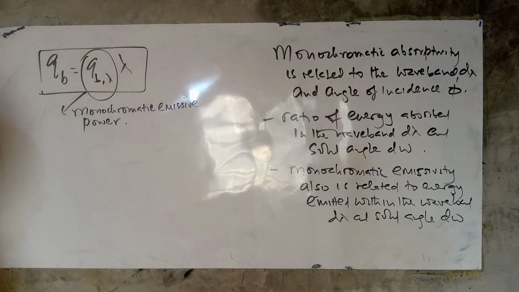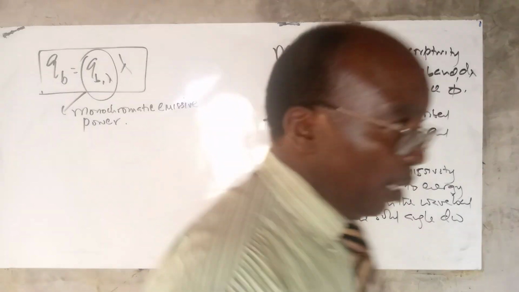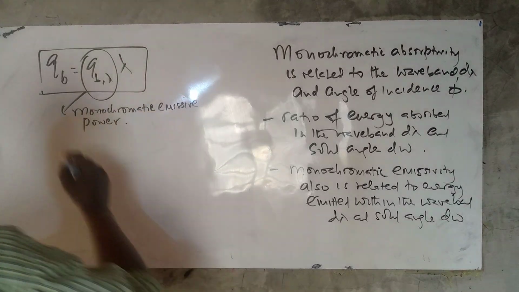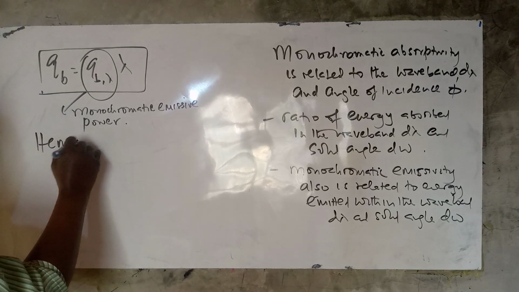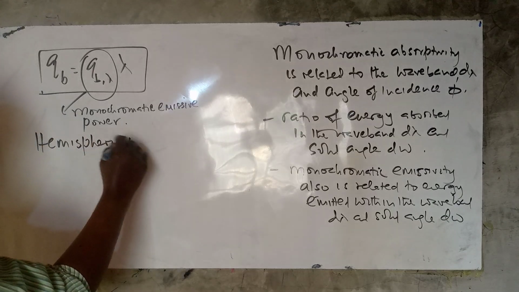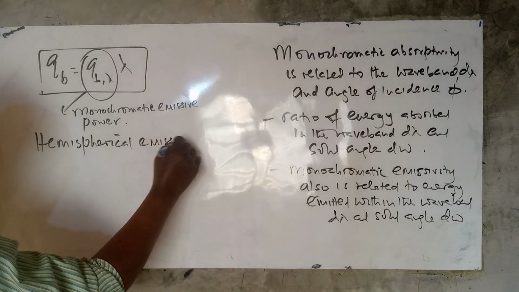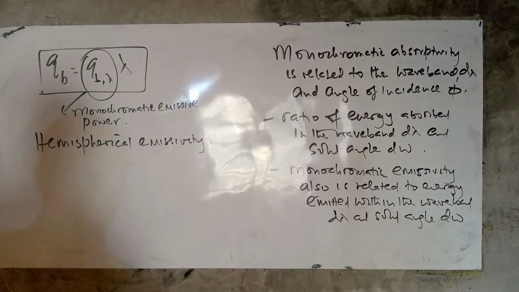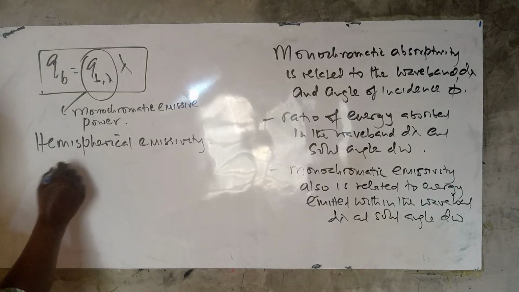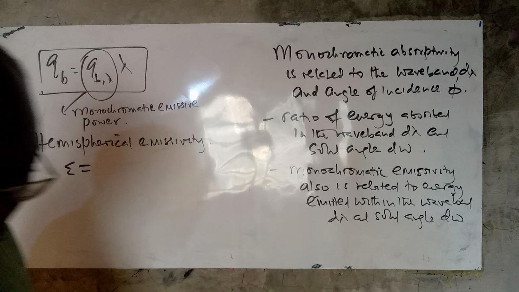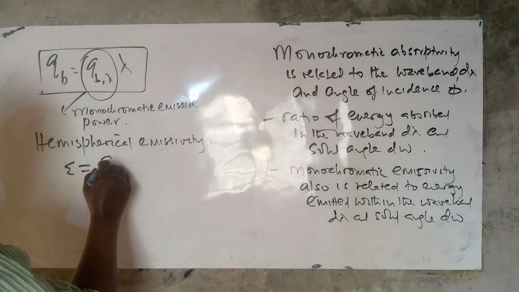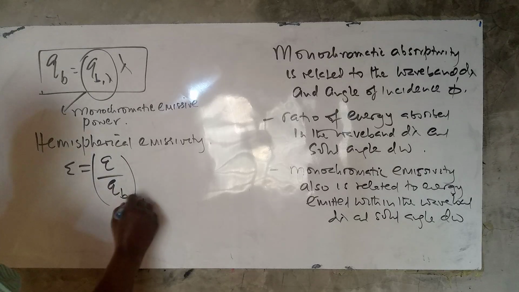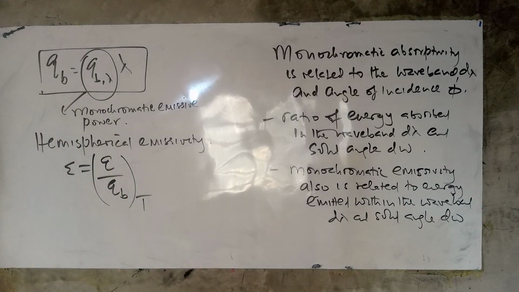And so when we are talking about hemispherical emissivity, that's over the whole hemisphere, that will be given by the ratio of the emitted radiation to that emitted by a black body at the same temperature.